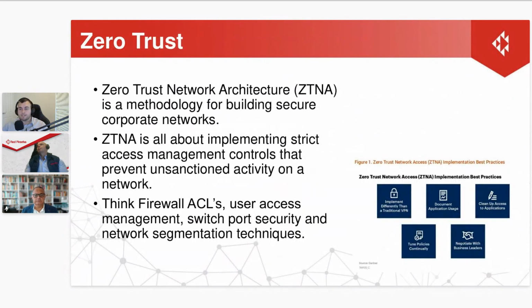So Zero Trust network architecture is a methodology for building secure corporate networks. ZTNA is all about implementing strict access management controls that help prevent unsanctioned activity on the network. Think firewall access control lists, user access management, such as the principle of least privilege, and switch port security and network segmentation techniques.